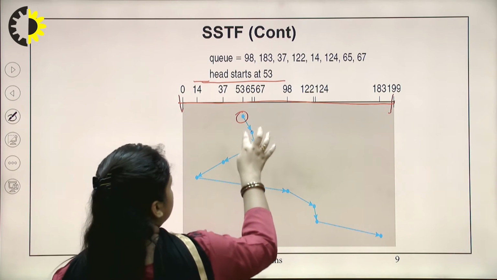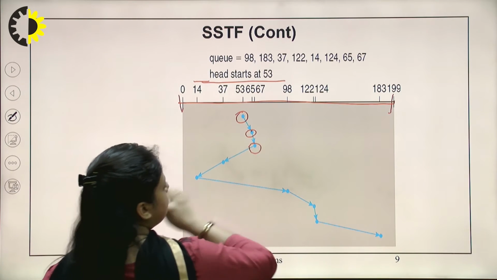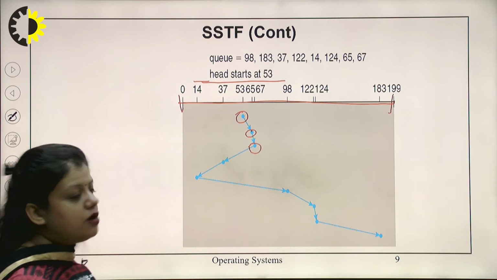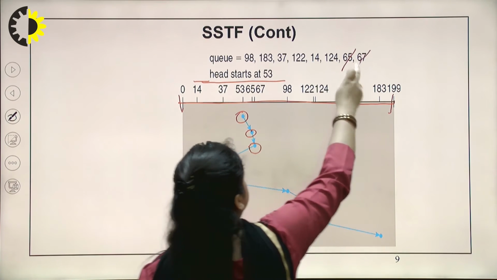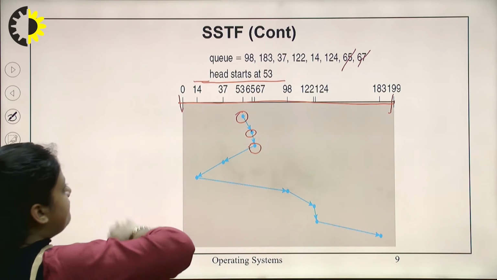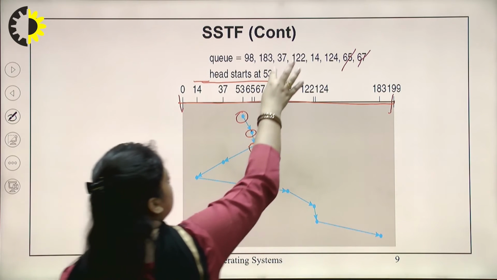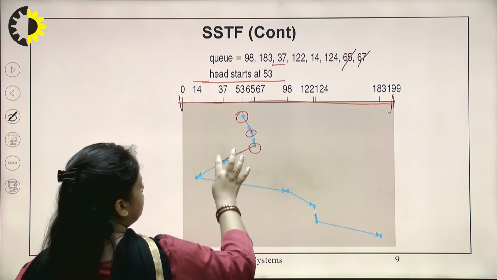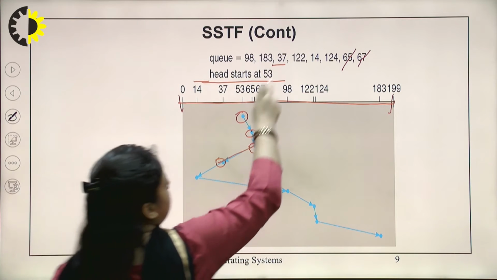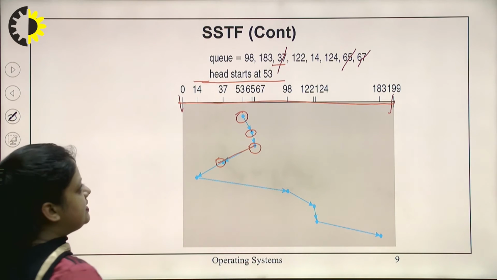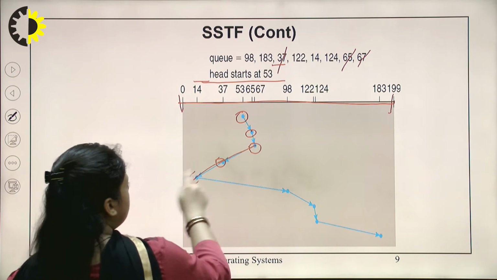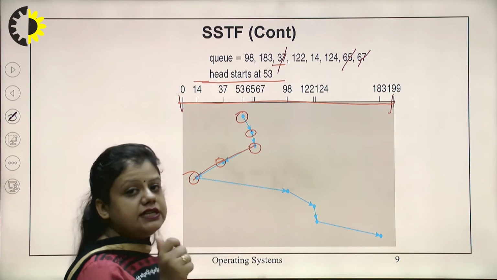So it first goes to 65, then to 67. Now the nearest request from 67 is, so 65 is done, 67 is done. From 67, the nearest distance that it has to cover is 37. So it goes to 37. Then from 37, the closest next request is at 14. So it will go to 14. It is seeing the shortest seek time.